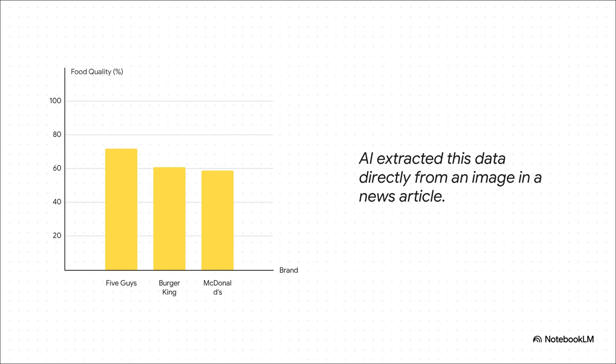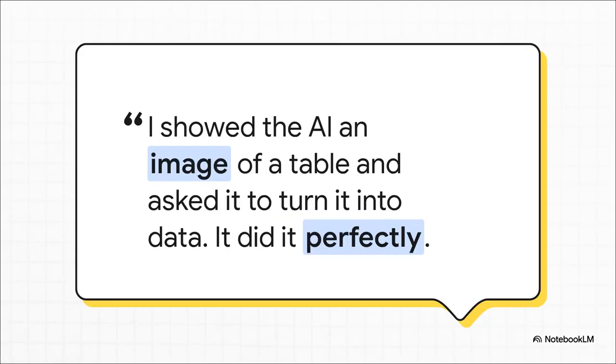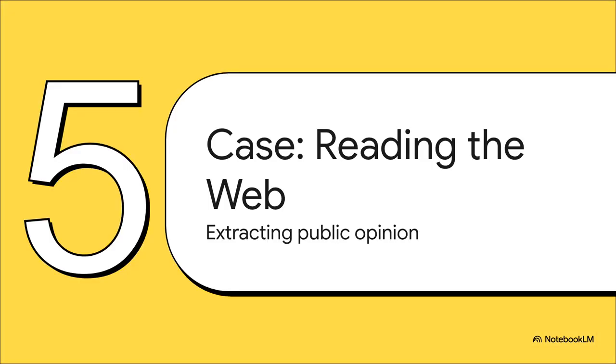So for example, we can immediately see how Five Guys, Burger King, and McDonald's stack up against each other on just one thing, food quality. This right here is a total game changer. I mean, the ability to show an AI a picture of a table and just say, hey, turn this into data for me, it feels like a superpower. And the AI did it perfectly, pulling out a complete data set for all 14 burger joints across 8 different categories.